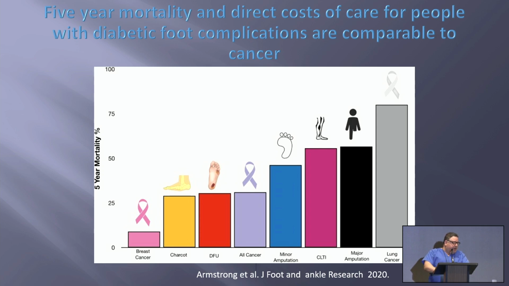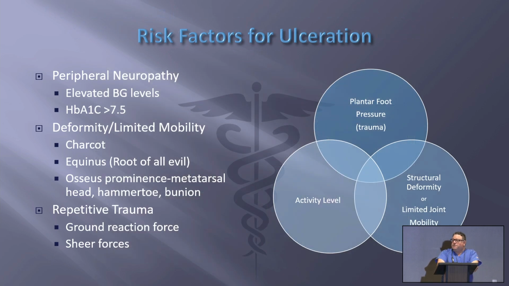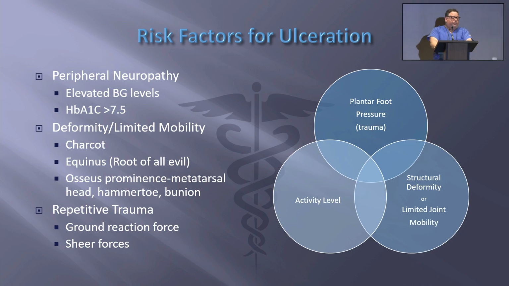And we could see it falls in between all cancers and breast cancer. And then obviously we get up to minor amputation, and then it certainly gets higher, and we can see with critical limb ischemia, major amputation is obviously devastating and not that far away from lung cancer. So this goes back to save a limb, save a life, which is certainly a theme of the seminar. So speaking of Venn diagrams, risk factors for ulcerations, obviously peripheral neuropathy, diabetic or otherwise.